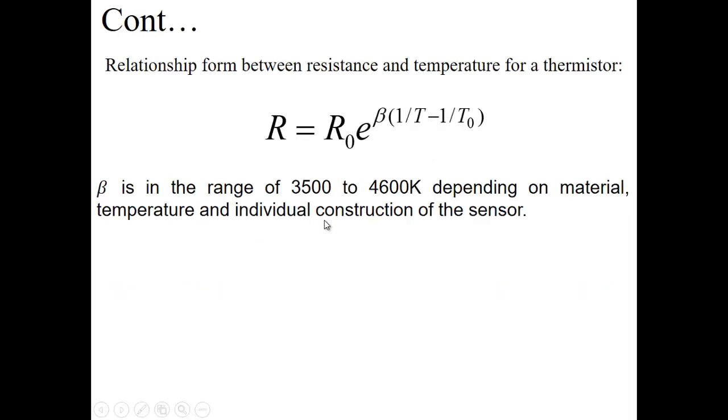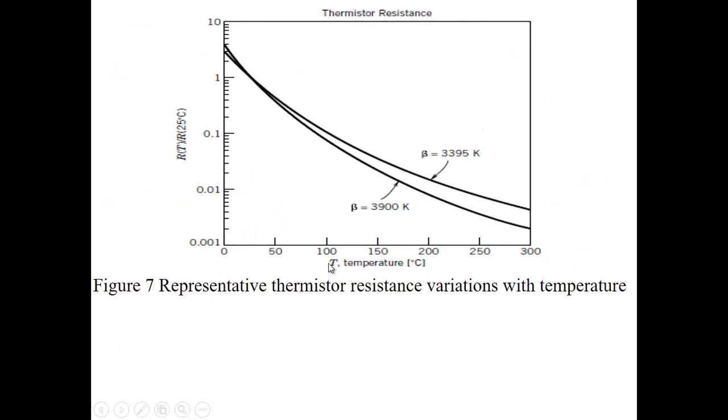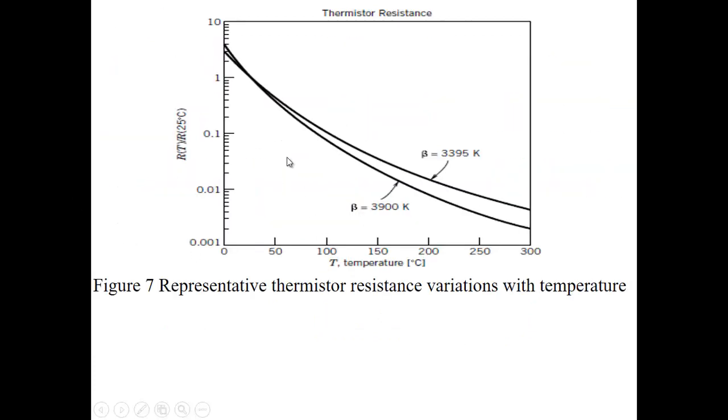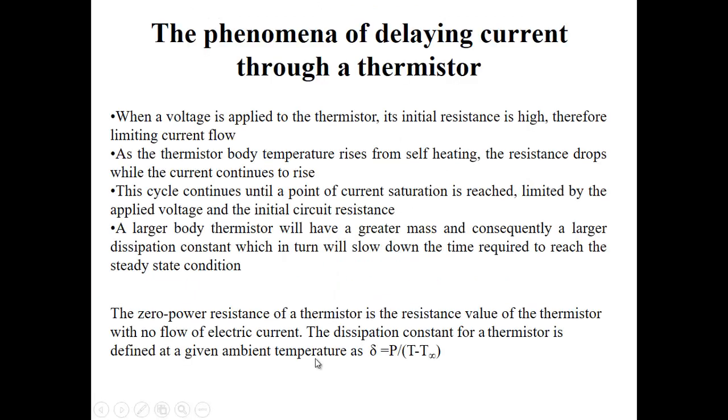Okay, so referring to figure 7 here, different materials will give you a different range of beta. So there will also appear a different resistance with respect to the temperature, that I mentioned to you before. The concept is the same. Okay, now we want to go to the phenomenon of delaying current through a thermistor. Why does the phenomenon of current delay occur in a thermistor?